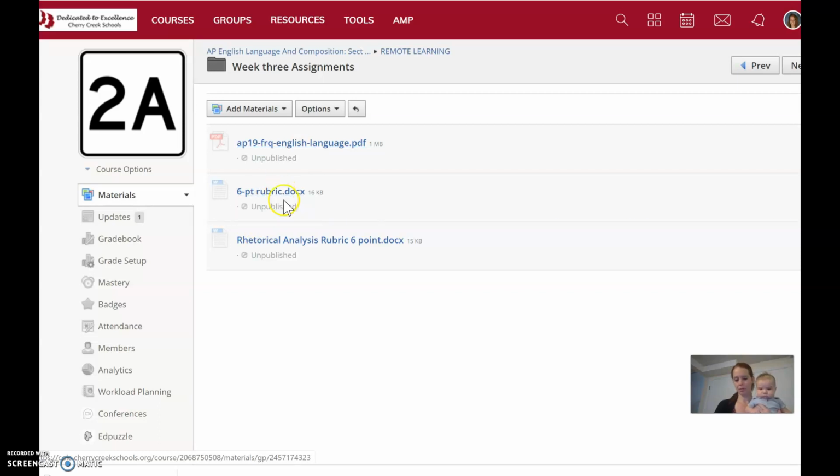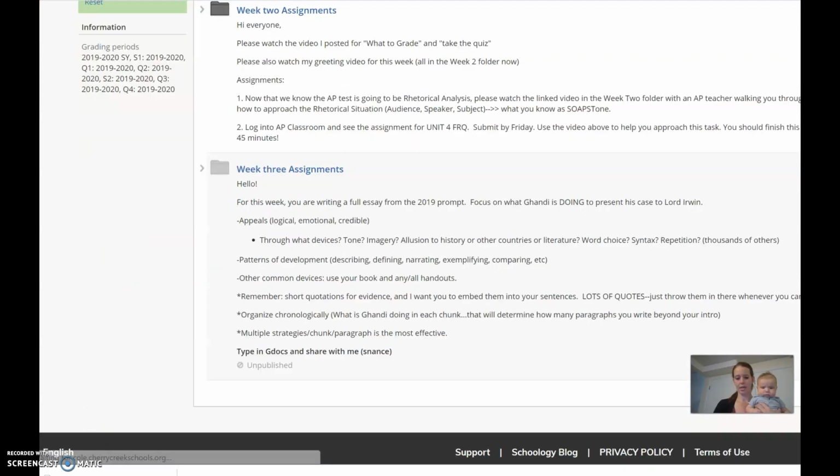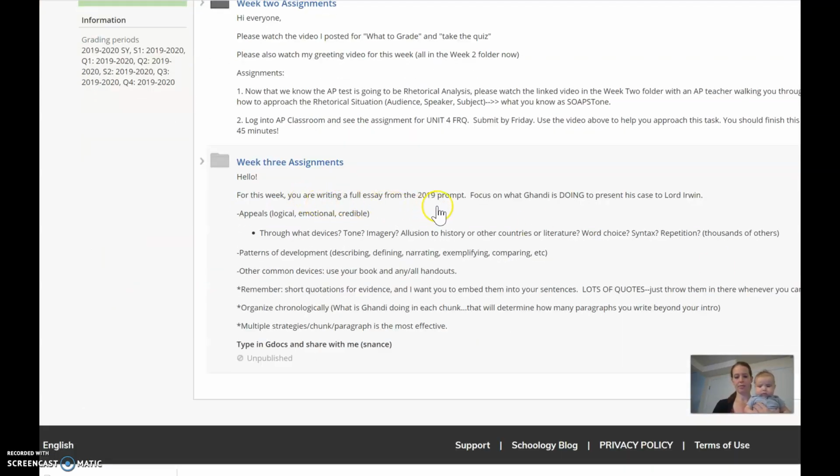I put the grading rubric right here, and I also put how I grade you on my rubric right here if you want to refresh yourself on how to get the best score. I also put some tips in the week 3 folder assignment about how to approach rhetorical analysis, since it's been so long since you guys have done it with me. Okay, so it says for this week you're writing a full essay.